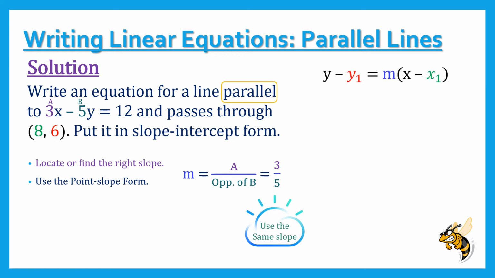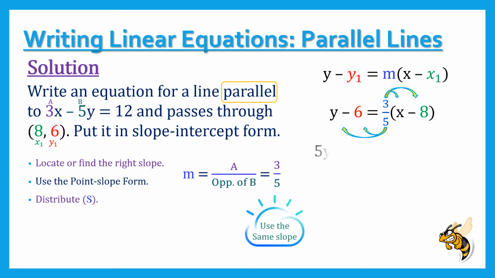Use the point slope form, which is y minus y1 equals m, open parentheses, x minus x1, close parentheses. They only gave me one point, so that is x1 and y1. Substitute the values in, so it'll be y minus 6 equals 3 over 5, open parentheses, x minus 8, close parentheses. The 3 is tall enough to see over the parentheses, so I'm going to distribute it to everything inside the parentheses, while the 5 multiplies everything on the left.